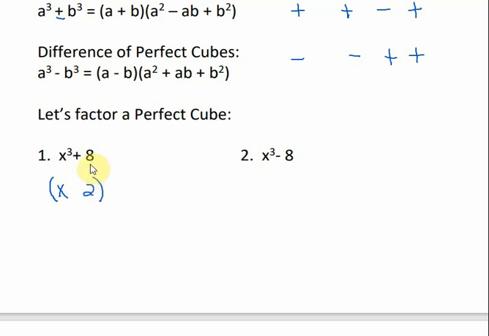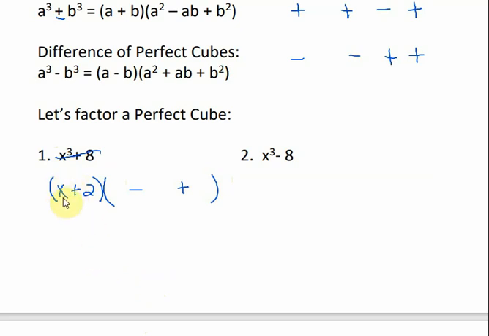Now we need to remember the pattern. If it starts with a plus, the pattern is plus, minus, plus. That's going to be in our trinomial. Once we get to this part, we don't look at what we started with anymore. We're only going to look at what we just created.